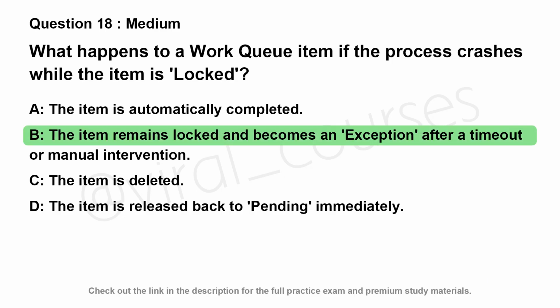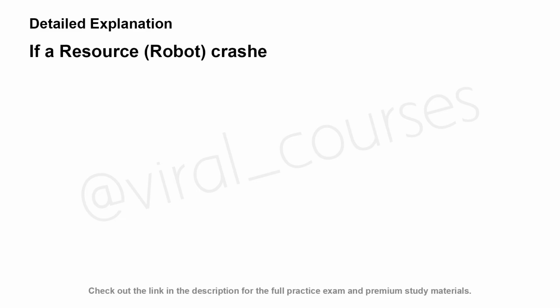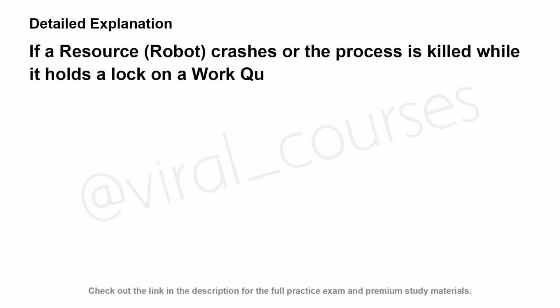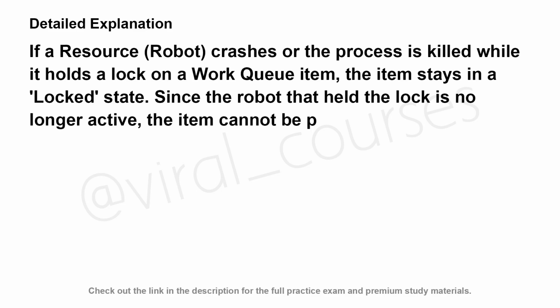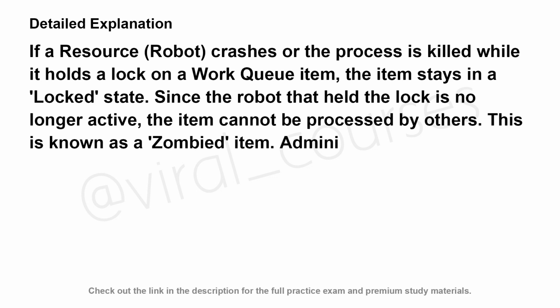The correct answer is B. If a resource, robot, crashes or the process is killed while it holds a lock on a work queue item, the item stays in a locked state. Since the robot that held the lock is no longer active, the item cannot be processed by others. This is known as a zombied item.